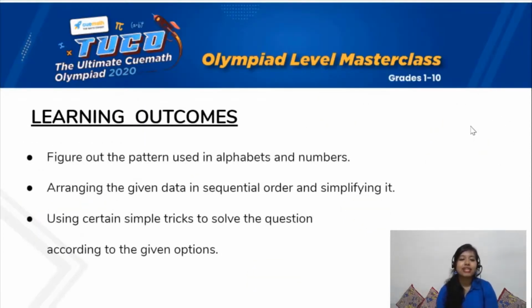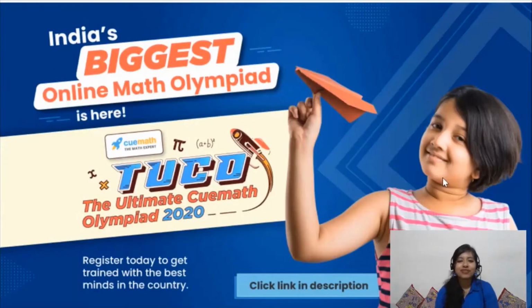So today we learned how to figure out the pattern used in alphabets and numbers. I think we did a lot of questions today. Arranging the given data in sequential order and simplifying it. Yes, arranging is one thing which we have again learned better. Using certain simple tricks to solve the question according to the given options. Yes. The third thing is that we also learned how to develop a sequence by checking out the rules and the hints, and we learned how to make a sequence and accordingly how to derive the answer by looking at the options. So with this, we would be winding up our session for today.